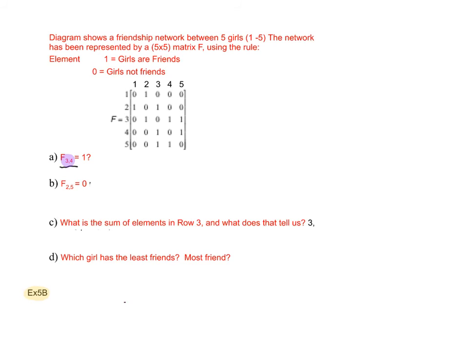So if I said F3,4, what do I mean? I need to go to row 3, column 4, which is a 1. What does that mean? If I see a 1 there, what is that saying? Girls are friends. Yeah, so it's saying girl 3 and girl 4 are friends. So if I say F2,5 equals 0, that means girl 2 and girl 5 are not friends, yeah?